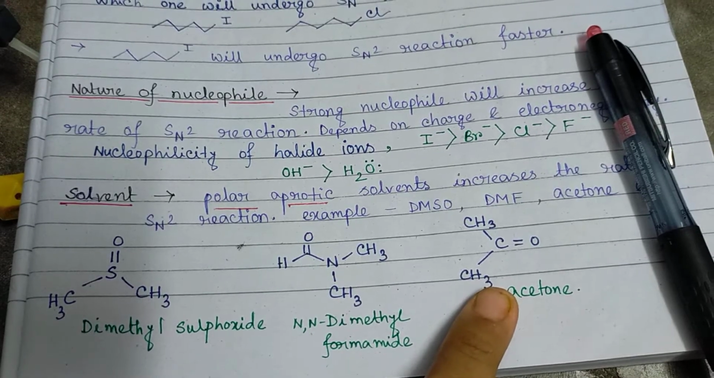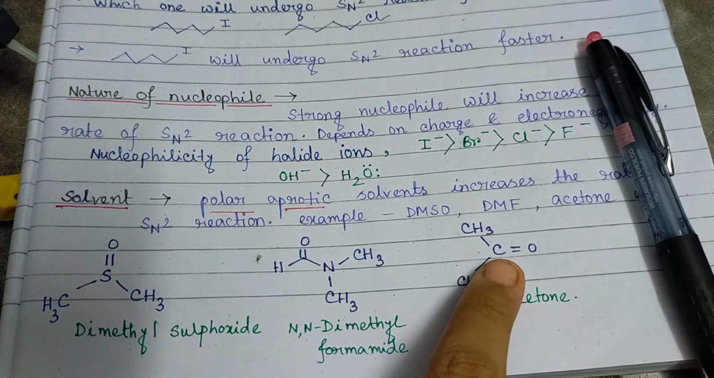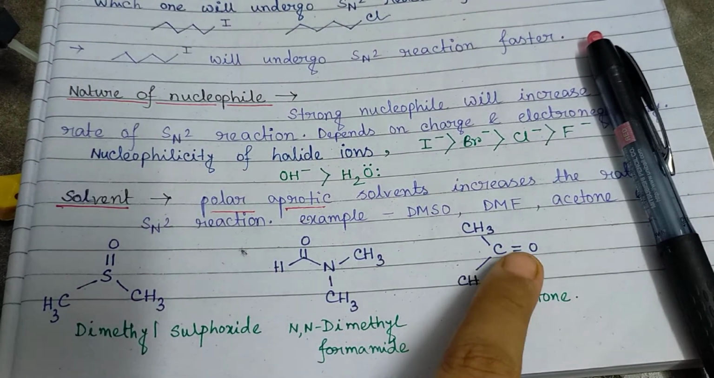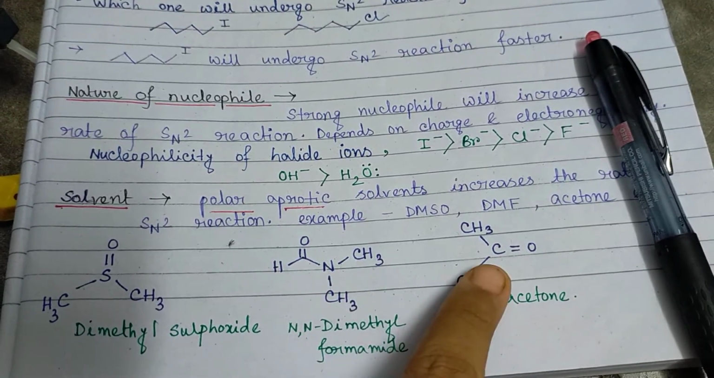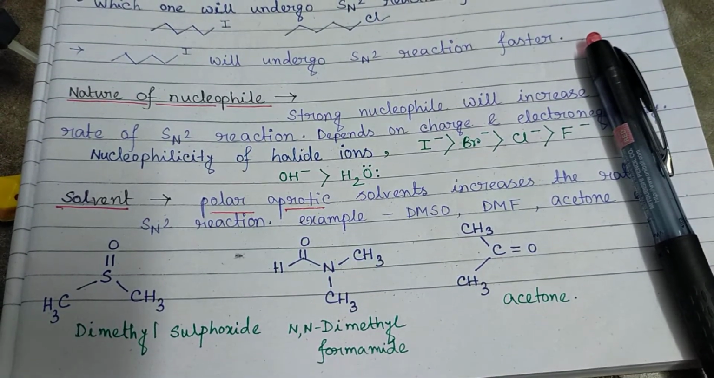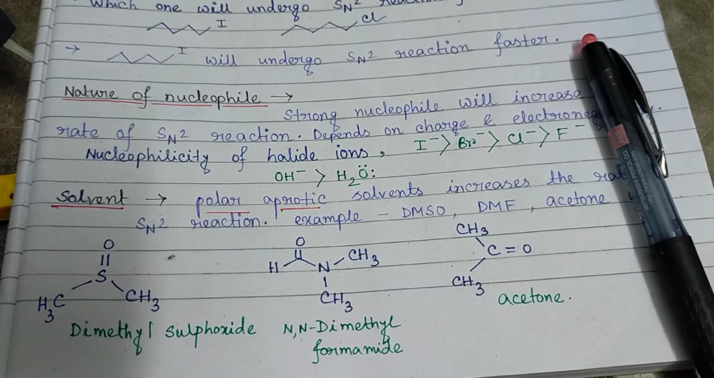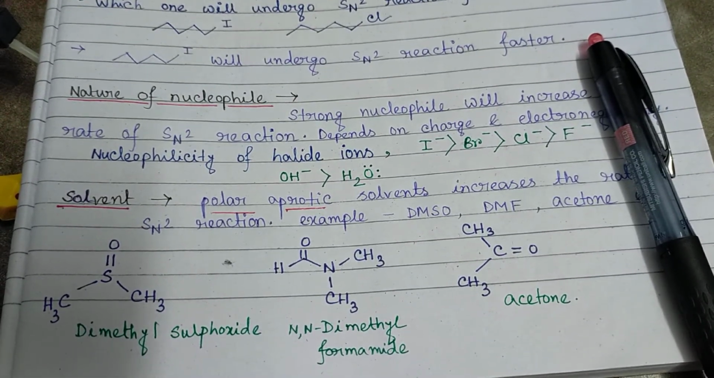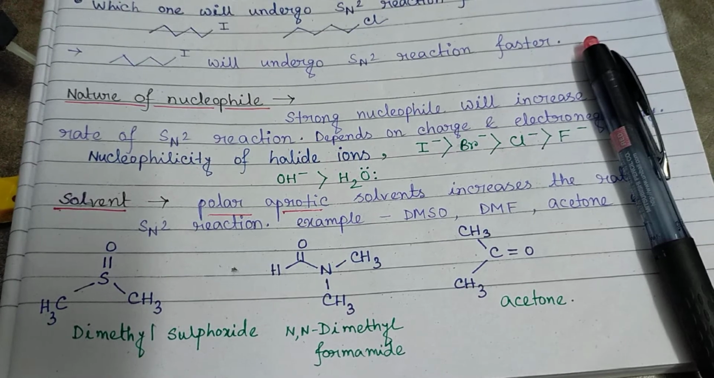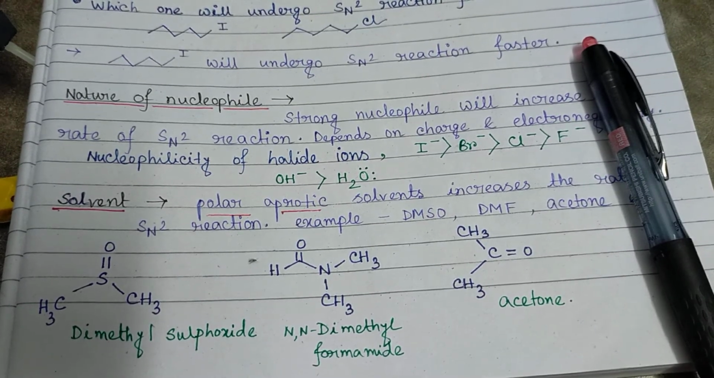And lastly, our very familiar molecule acetone, which is a ketone. So obviously there will be a delta plus, delta minus part and no H plus. So all these solvents which are polar and aprotic can increase the rate of the SN2 reaction. So all these factors, like substrate, leaving group, nucleophile and lastly the solvent, are the factors on which the rate of the SN2 reaction depends.